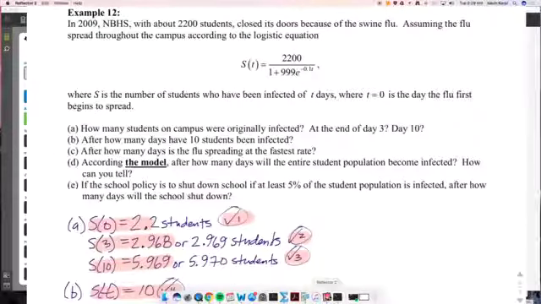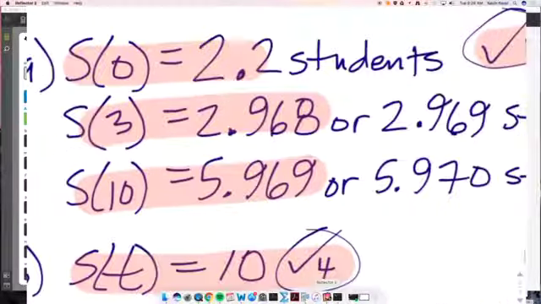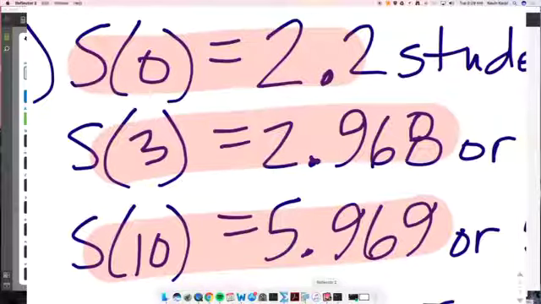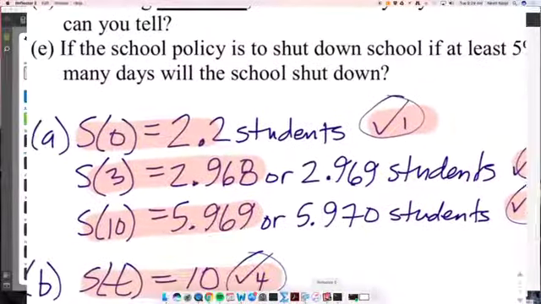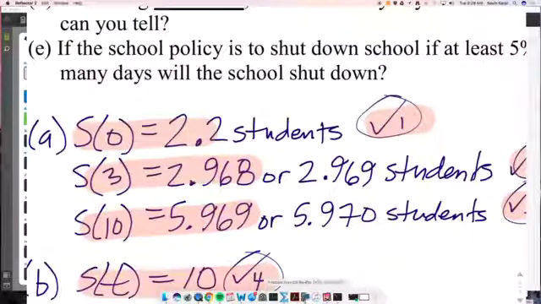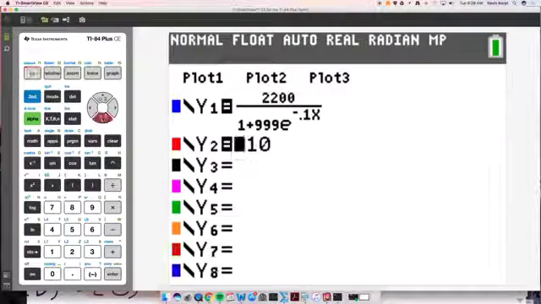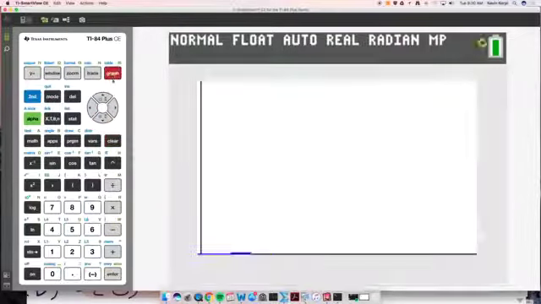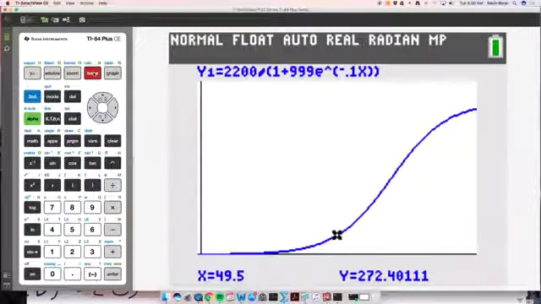So it's all about notation now. How many students originally were infected, at the end of day 3, and at the end of day 10? So here's how I would score this. Initially is going to correspond with time 0. So you're going to have to show S of 0. And if you have it in the nice screen, you can actually just evaluate it from the home screen by hitting trace 0.